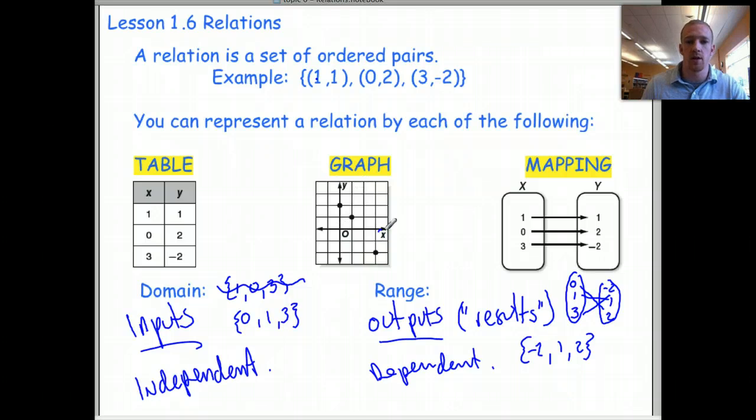This is our x-axis and our y-axis. So this says when x is 1, y is 1. So that represents this input. So they're just different ways of showing different things, and different ones are useful for different reasons.